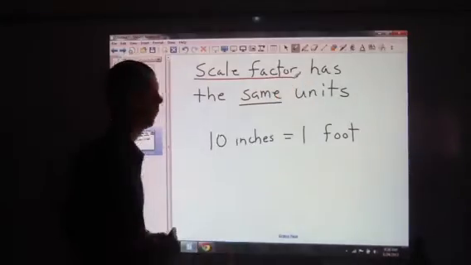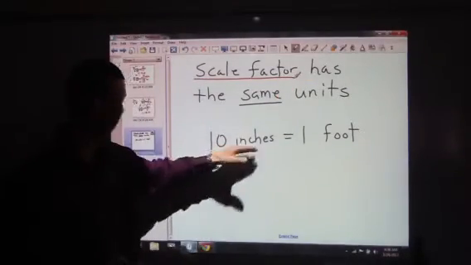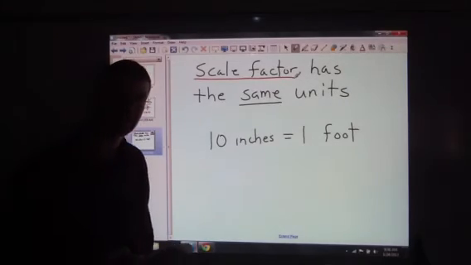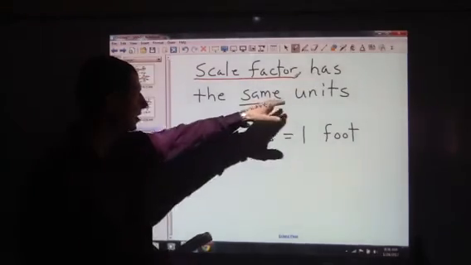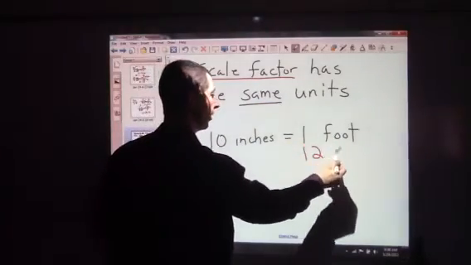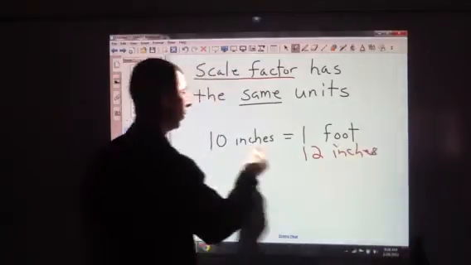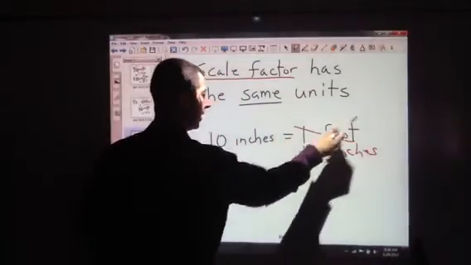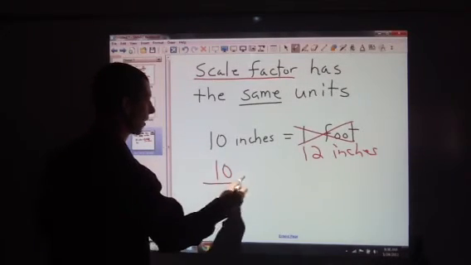They want the scale factor. We can't just put it like this and say that's scale factor, because it's not. This is the scale, but not scale factor. We need to have the same units. So I'm going to change 1 foot to 12 inches. Now we have the same units, and it's generally written in fraction form.